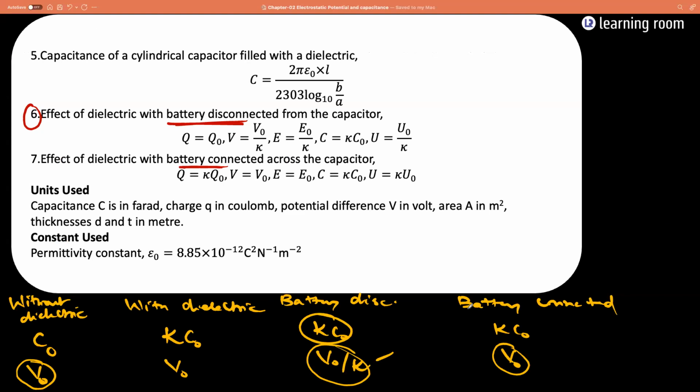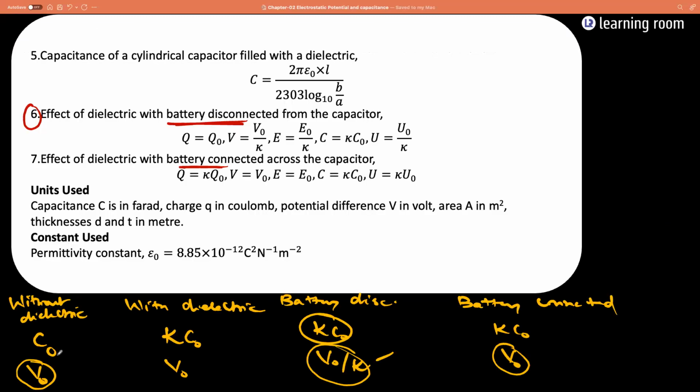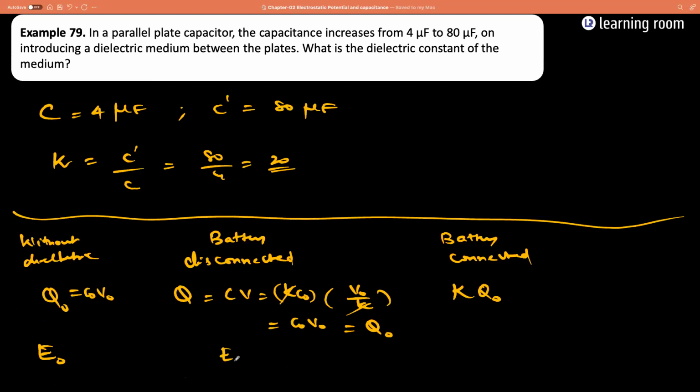Very good. Now you can tell all the parameters. What will happen to the electric field? If the initial electric field is E naught, E is directly proportional to V because of the potential gradient. So when the battery is disconnected, it becomes E naught by kappa. When the battery is still connected, it is going to be E naught.